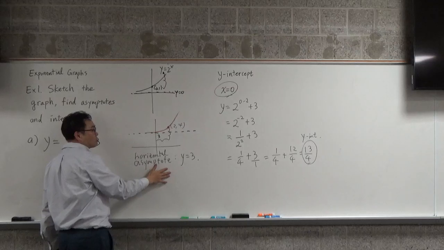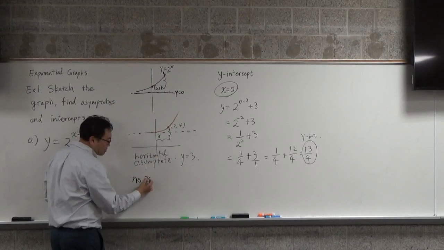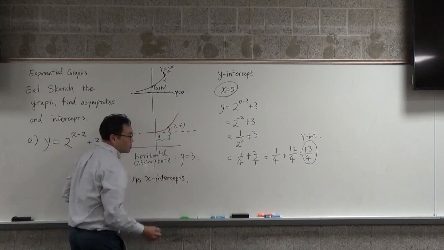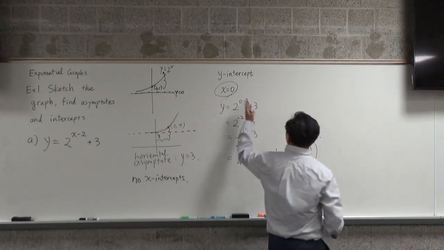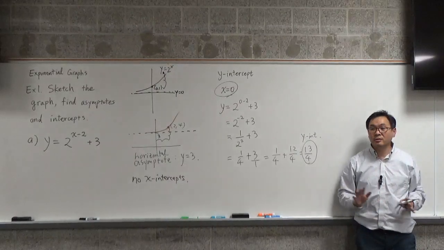So the answer to this question is you have this as the picture. Horizontal asymptote is y equals 3. There are no x-intercepts. And then we plug in 0 to get the y-intercept, which is 13 over 4. You get that? Is that good?